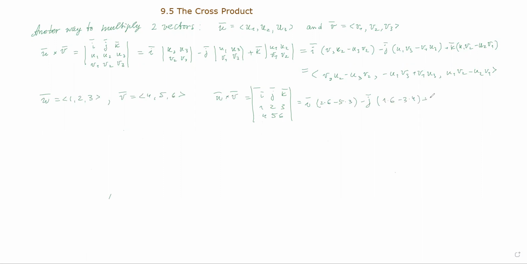and plus k, which is going to be what? 1 by 5 actually. Oh, sorry. Write down 2, 1 by 5, and 2 by 4, which is going to give us i multiplied by what? 12 minus 15 is negative 3, minus j, and here we have 6 minus 12, minus 6, and plus k, which is going to be 5 minus 8, again minus 3.